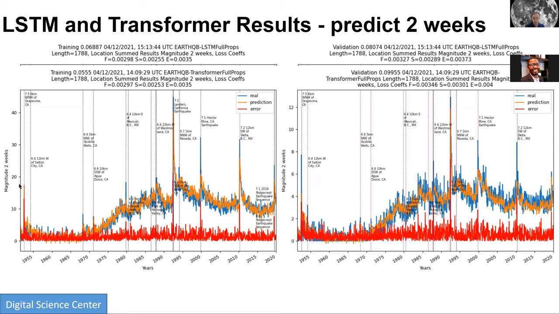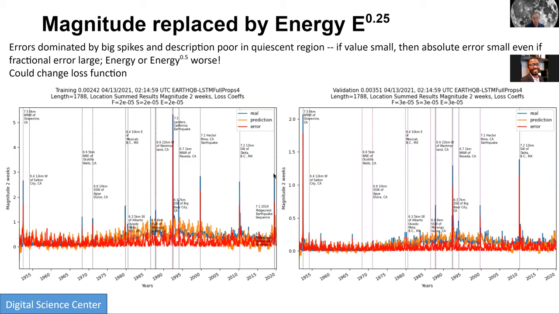Notice this is exactly the same data. This is the log magnitude. The next data is just E to the quarter. It is very difficult to persuade the system to fit these quiescent points, because remember, we are using mean square error as the loss.